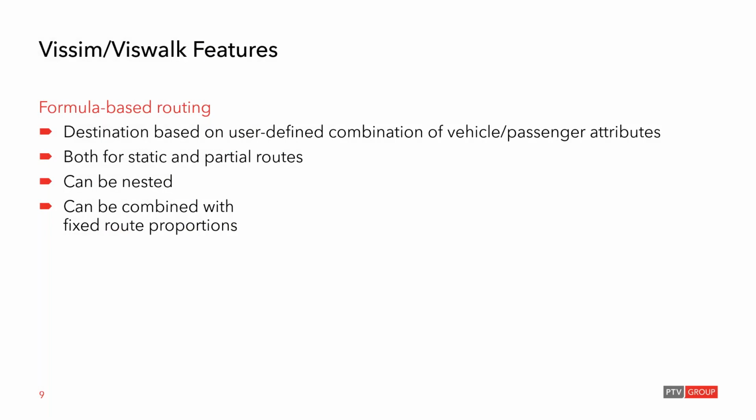Routing through the network can be based on any combination of attribute values by means of formula-based routing. This results in individual and tailored paths for pedestrian and vehicular movements. Formula-based routing is available both for static and partial routes. Routes can also be nested as well as combined with fixed route proportions.